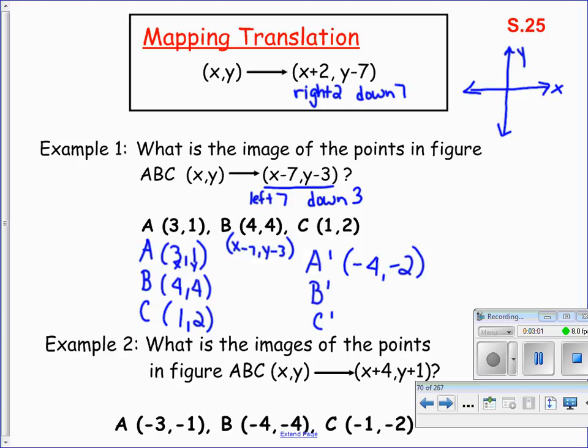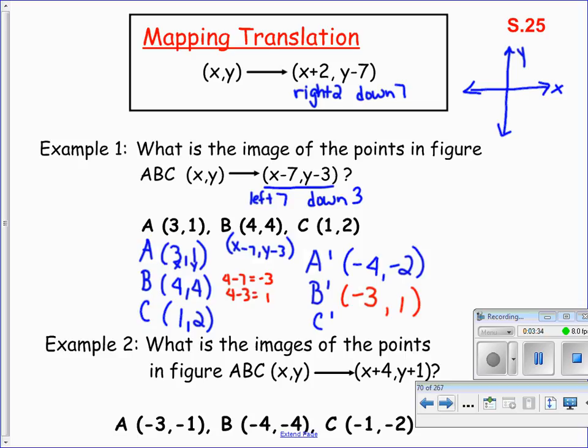Let's see how this works for the B. I'm at (4, 4). So if I take a look at 4 minus 7, I get negative 3 for my x coordinate. And then if I do 4 minus 3, I get 1 for my y coordinate. Again, you're taking a look at your x and your y, and you are going to translate based upon the mapping. So let's take a look now at C.